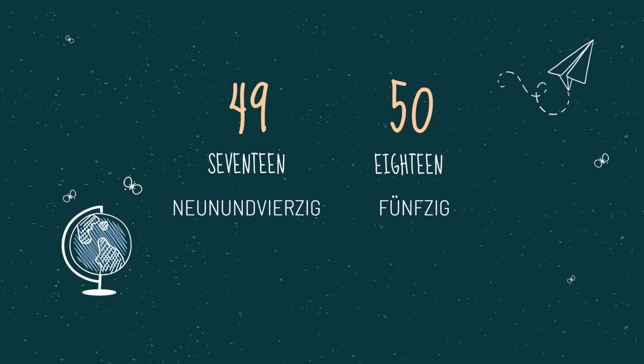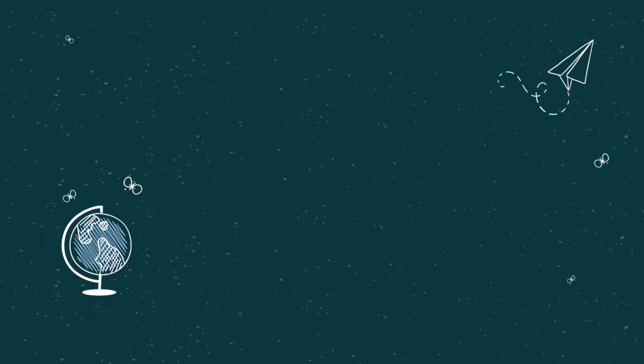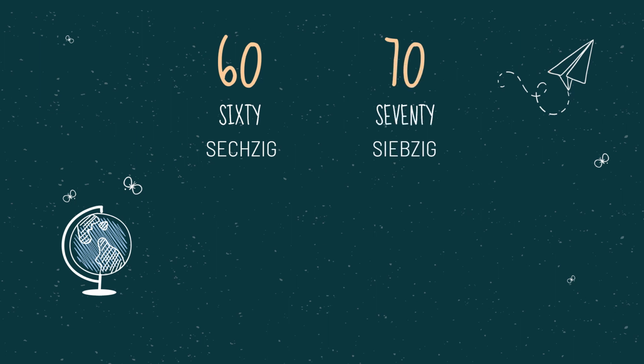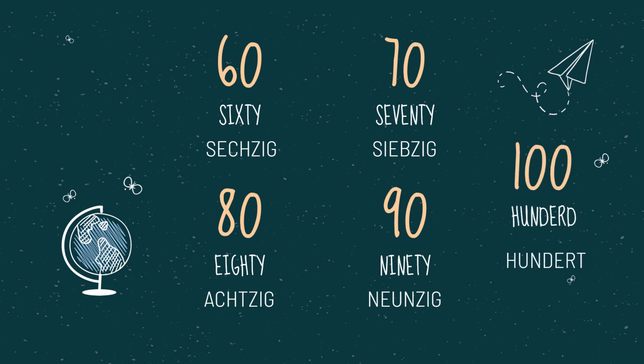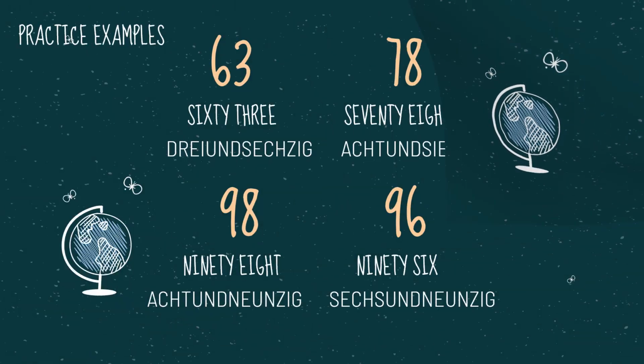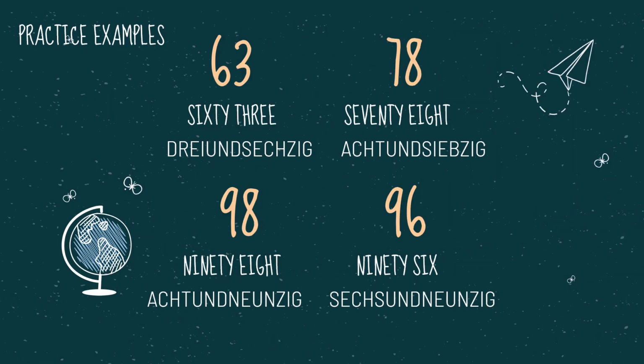60, 70, 80, 90, 100. Now, we are capable of reading any two-digit number once we follow the basic rules. For example, for 63, 3 would be counted first and then the 6. So 63 would be dreiundsechzig.